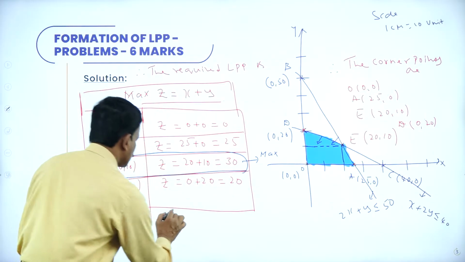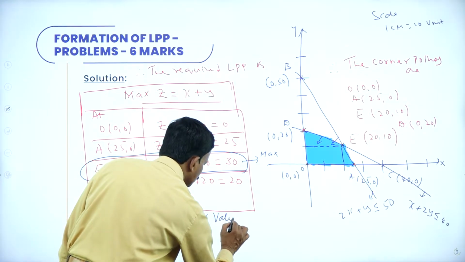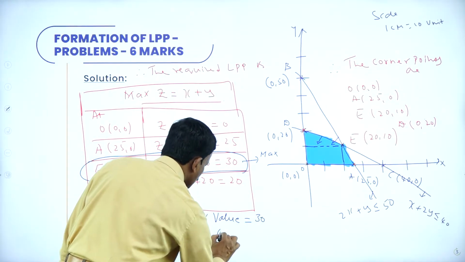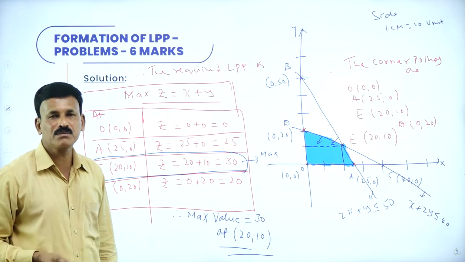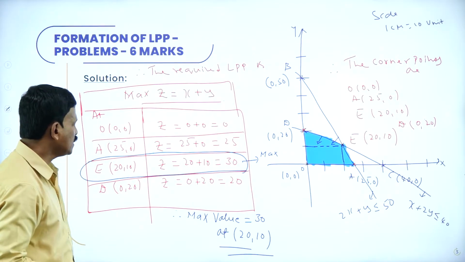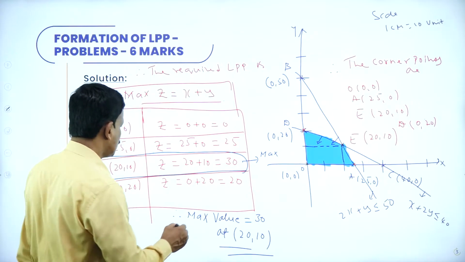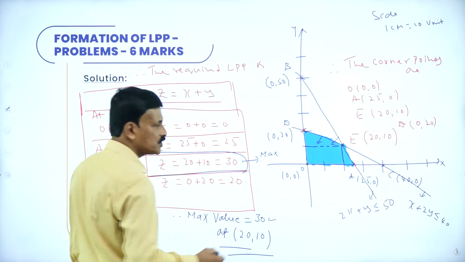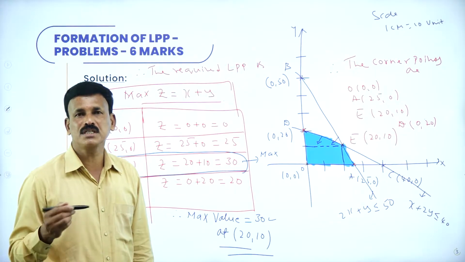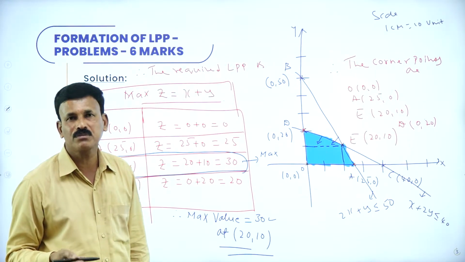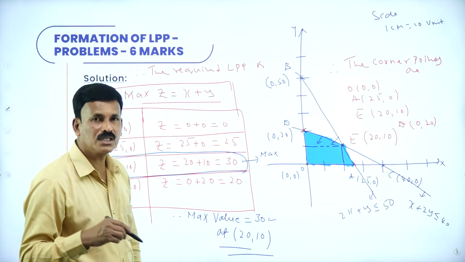So therefore the maximum value is 30 at what point? 20 comma 10. The maximum number of cakes is 30 at x is equal to 20 and y is equal to 10. At x is equal to 20 and y is equal to 10, we will get the maximum number of cakes. The number of cakes is 30. That's it. Now let us go to the next problem.